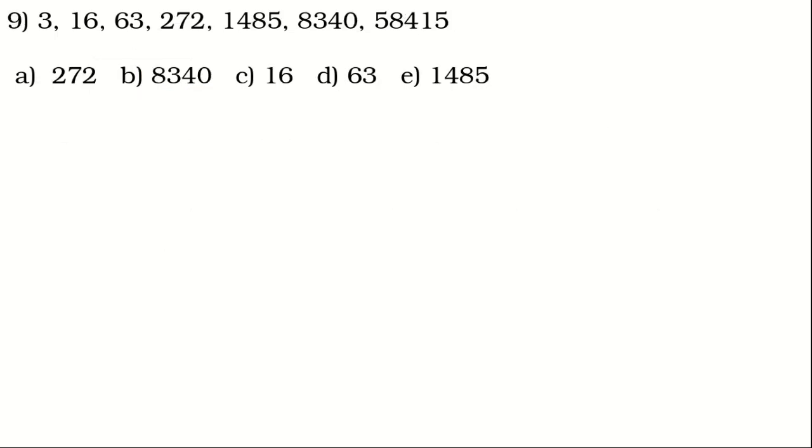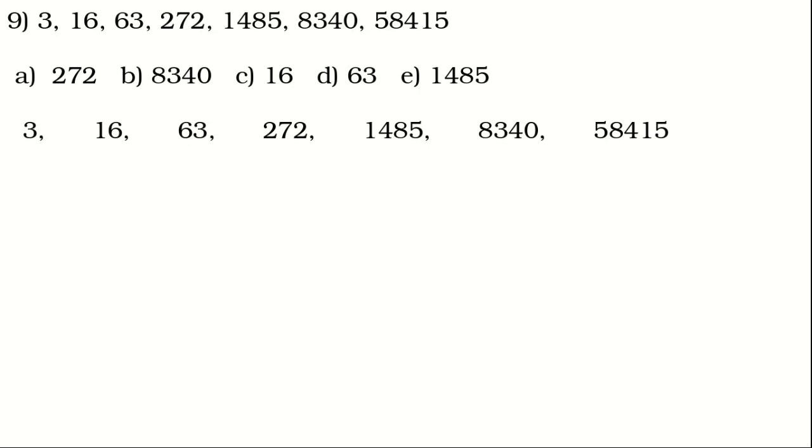The ninth one. 3, 16, 63, 272, 1485, 8340, 58415. Is it possible to get the answer by finding the difference between the given numbers? No. The reason, this is 3, which is a single digit number, and this is 58415, which is a 5-digit number. So it should be into something plus or minus something. Now let us try to relate these two numbers. So approximately this number multiplied by 7 will give you a number close to 58415. So let us say into 7.